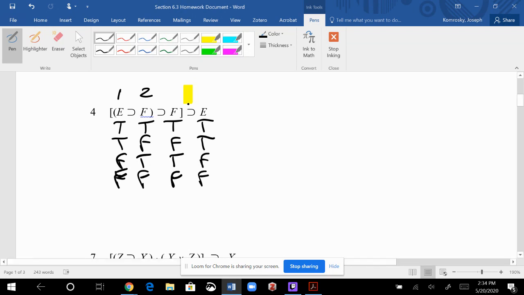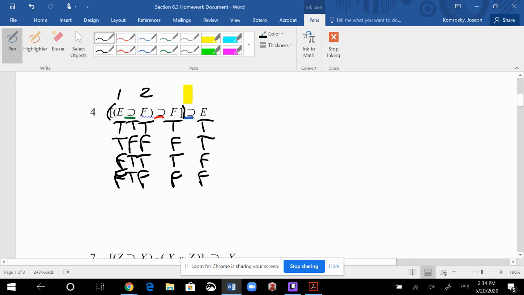So again, we have to do whatever's in the brackets first. So we have to start with the parentheses first. So this first horseshoe over here, I'll color code. We'll do this one first. This one second. And the last one we end up with, our main operator, this one. Okay, so true and a true, true and a false. The only time the conditional is false is when the antecedent is true and the consequent is false. So we know that this guy right here is false and all the rest are true.